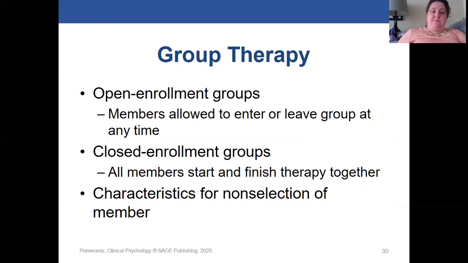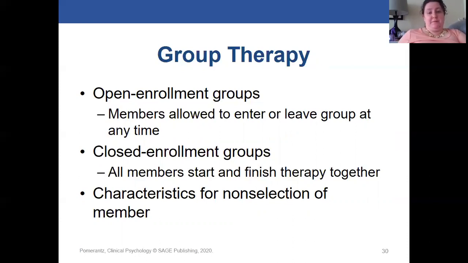You can have open enrollment groups where members can enter or leave the group at any time. Sometimes we just call these support groups or process groups. I have led one of these for women with PTSD before, quite challenging. And then closed enrollment groups are where all members start and finish therapy together. These are often manualized treatments. For PTSD, we did one of these with cognitive processing at the VA. For eating disorders, I've done one of these using CBT for binge eating. So certainly these work pretty well.